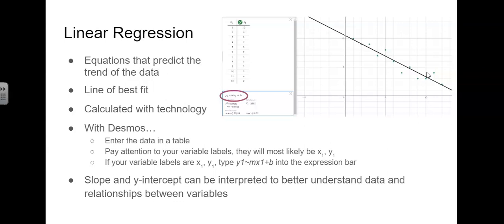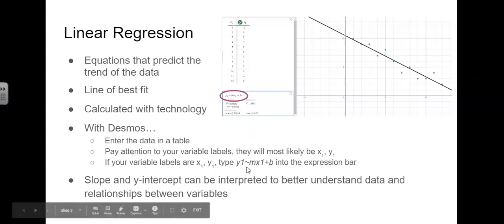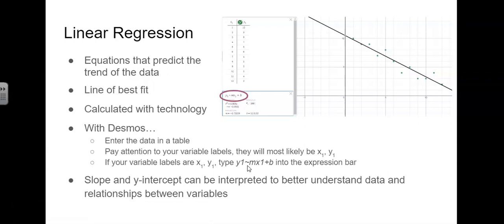With Desmos, to create a linear regression equation, you'll want to start by entering the data into a table. Pay attention to your variable labels. They'll most likely be x1, y1. If your variable labels are x1, y1, type y1 tilde mx1 plus b into the expression bar. You'll find that tilde on your keyboard if you push shift and the button right to the left of number 1. Often when you have linear regression equations, you'll use the slope and the y-intercept to better understand data and the relationship between the variables.